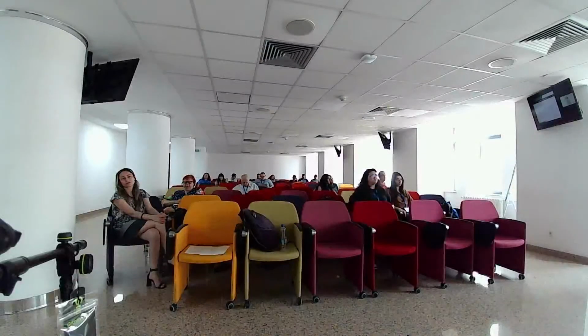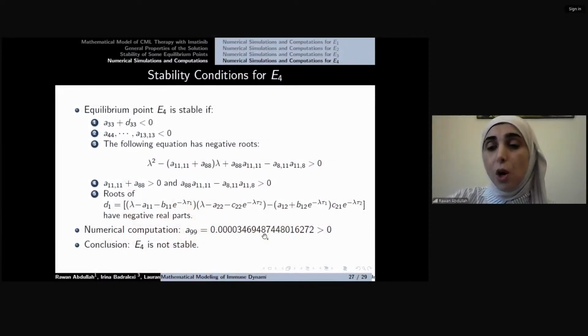Now let's move to the final equilibrium point, in which here are the stability conditions of the equilibrium point, but the numerical computation shows that A99 is positive, which should be negative. So we have instability of E4.